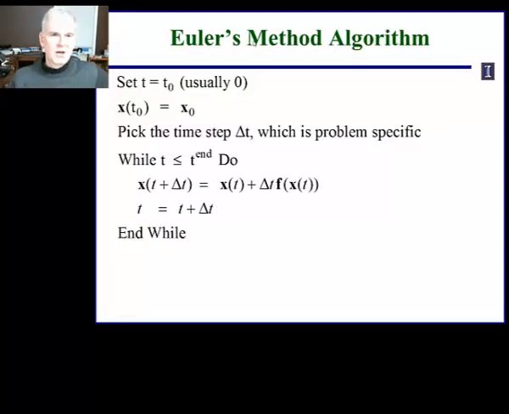Okay, the algorithm for Euler's method is you pick some initial time, usually t initial is equal to 0. You know then your value of your state variables at that time. X at the initial time is equal to the specified value. We pick a time step, delta t, where that's going to be problem specific, what works and what doesn't work. And then we iterate while t is less than t end, we calculate x at the next time step is just equal to x sub t plus delta t times our function evaluated at the current value of x, and then we increment time.